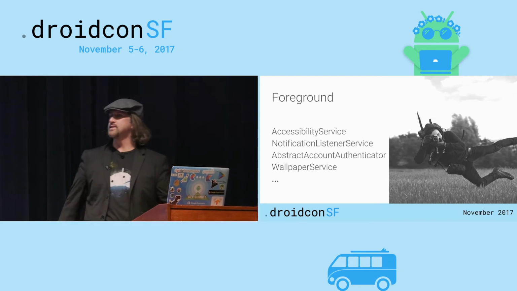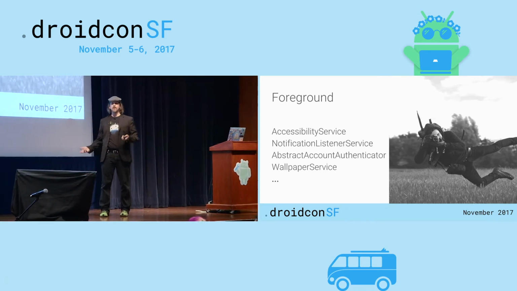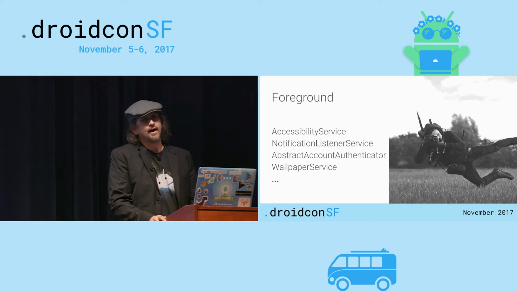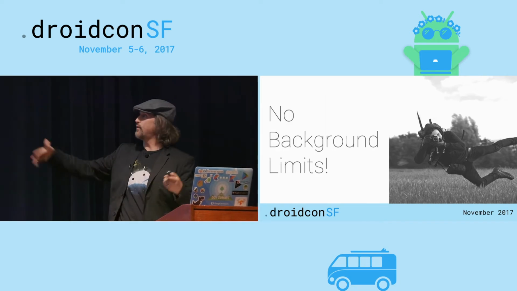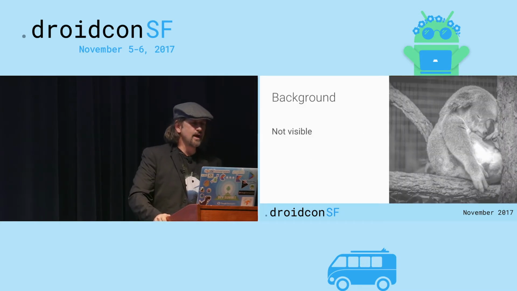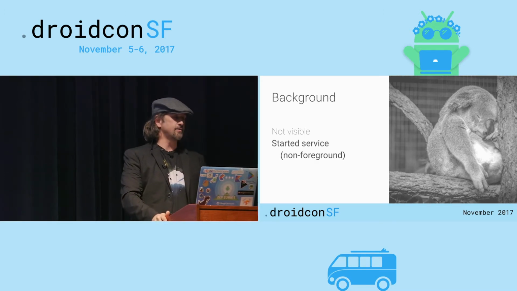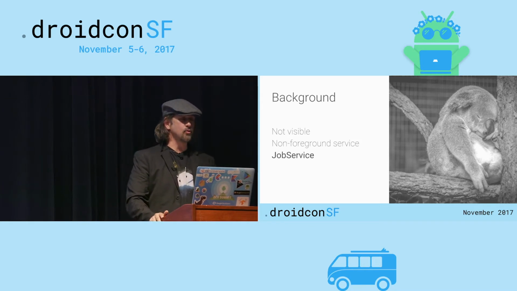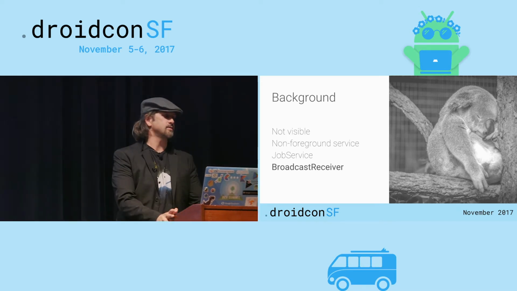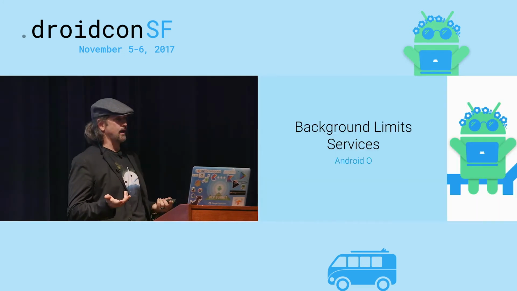And there are also a few other weird cases that are really important because your apps probably wouldn't work otherwise. If you're an accessibility service, a notification listener service, an abstract account authenticator, or a live wallpaper, you are considered in the foreground, and nothing changes. So under all those circumstances, it's just as normal. Now, of course, if you're not visible, then you're in the background. Typically, if you're in a started service that's not in the foreground, you're in the background. If you're running in a job service, or if you have a broadcast receiver get called, again, you're running in the background. In this case, all the background limits apply.